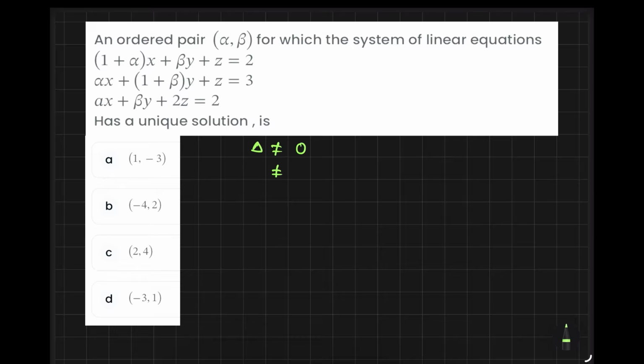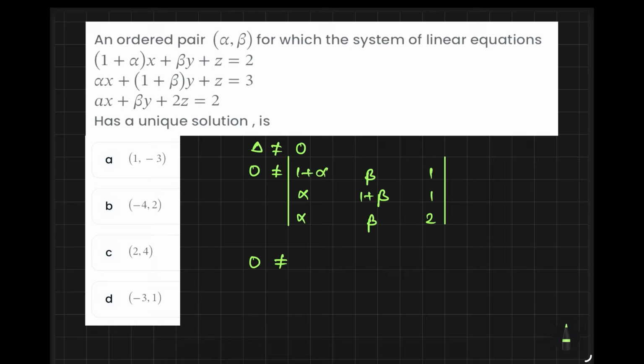So my idea is I will go with the delta. So it is 1 plus alpha, beta, 1; alpha, 1 plus beta, 1; alpha, beta, and 2. Okay, and this will not be equal to 0. So how will we solve this, just try to understand. Either you can open this determinant directly, but you need to find the values of alpha and beta. It will become complicated to solve. So I will apply some property.